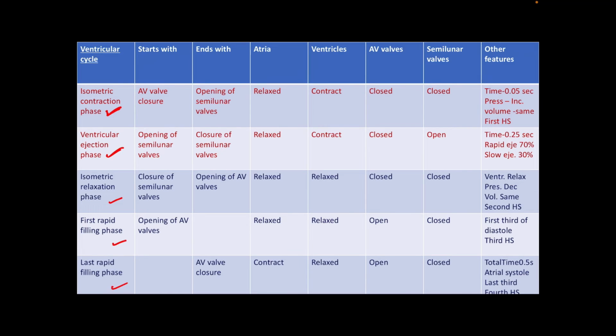Okay, so the first one, isovolumetric contraction phase, starts with atrioventricular valve closure and ends with opening of the semilunar valves. Atria are relaxed, ventricles are contracted, AV valves are closed, semilunar valves are closed. The total time duration is 0.05 second. Pressure is increased here, volume remains the same. There is no change in the volume, and the first heart sound is heard during this isovolumetric contraction phase. All these details we just discussed, so I am just overlooking this.